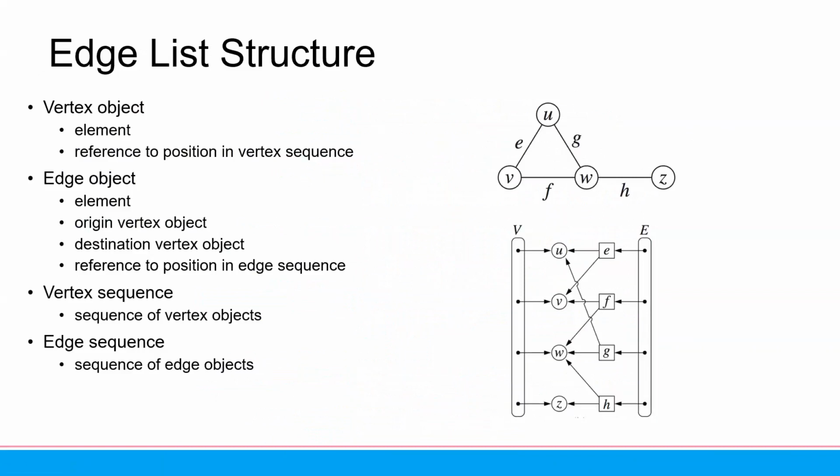There are several kinds of data structures for a graph. First is the edge list. What is the meaning of edge list? We will have the vertex object and the edge object, and we can have the vertex sequence and also the edge sequence. In the vertex object, we have the element and the reference to the position in the vertex sequence.